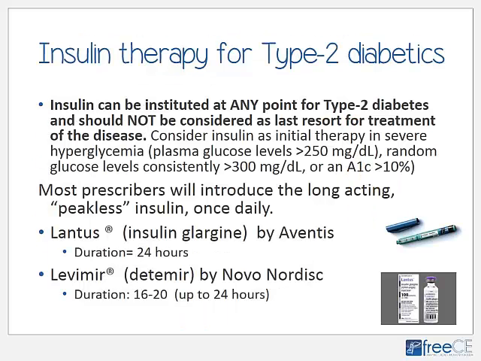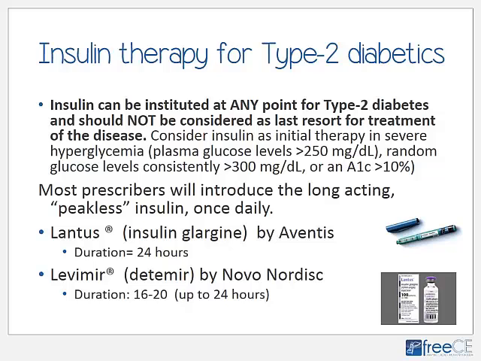Let's talk about the institution of insulin therapy for a type 2 diabetic. Insulin can be instituted at any point for a type 2 diabetic, like we had to for Jeff at his first visit, and it should not be considered as a last resort for the treatment of the disease. Consider insulin as initial therapy if they're severely hyperglycemic, if they have a blood sugar over 250, or a random glucose level consistently over 300, or a hemoglobin A1C of greater than 10%, by default, we should start insulin on those patients. Most prescribers are going to introduce the long-acting peakless insulin once a day.